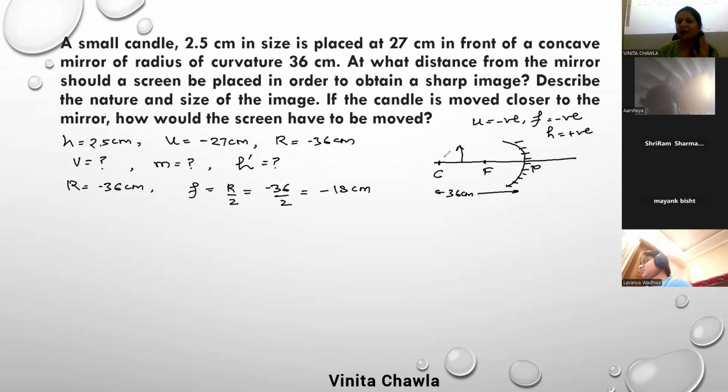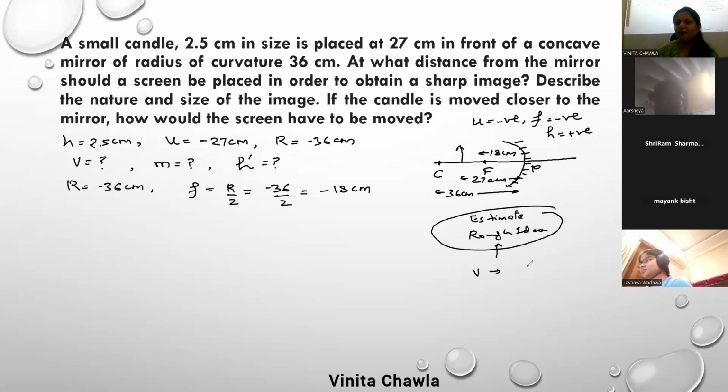Now we have got a basic idea, an estimate that our object lies between focus and center of curvature in front of the concave mirror. So this is 18 centimeter. Okay, and this is how much? 27 centimeter. It lies between these two. So from here you get an estimate, a basic rough idea. What is that rough idea? Because the object is between focus and center of curvature, where will the image form? Beyond C.